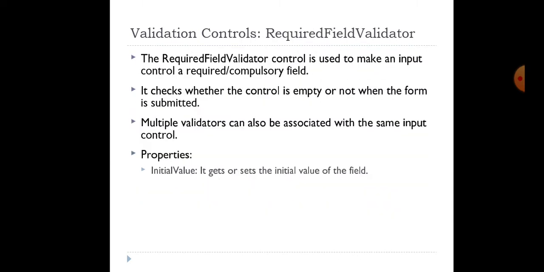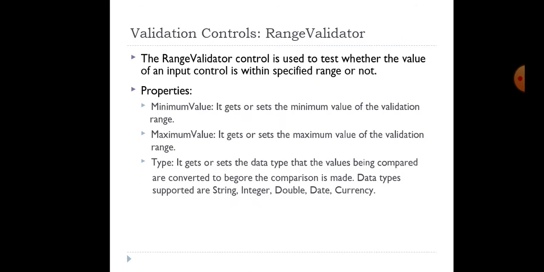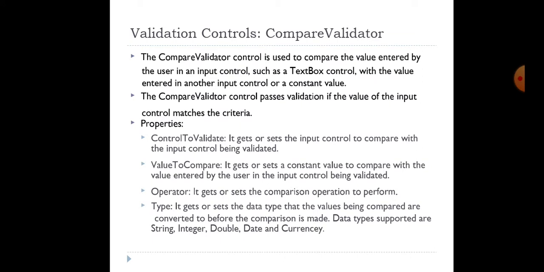From the name itself, initial value means the setter gets the first value of the field. Next, we move on to the range validator. The range validator control is used to check whether the value is within the specified range or not. Its properties are minimum value, maximum value and type. Type may be a character data type, number, integer, double, date or currency etc.